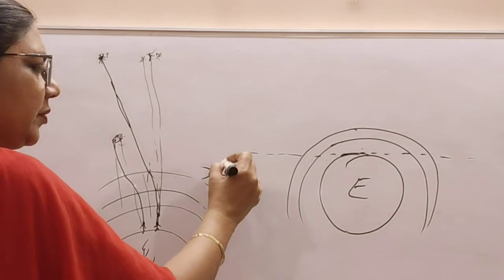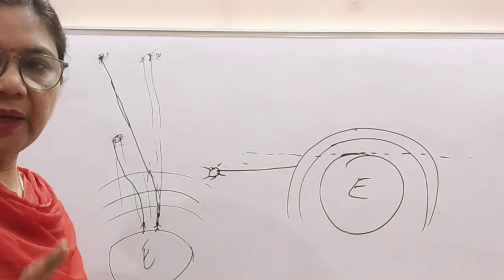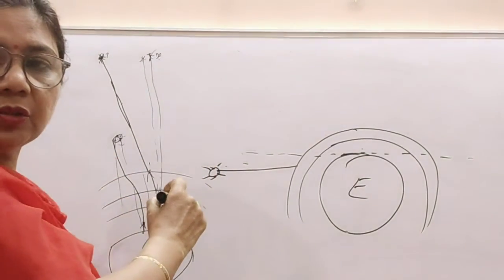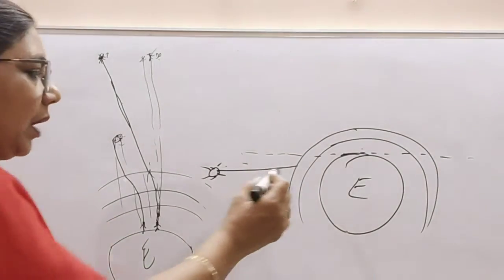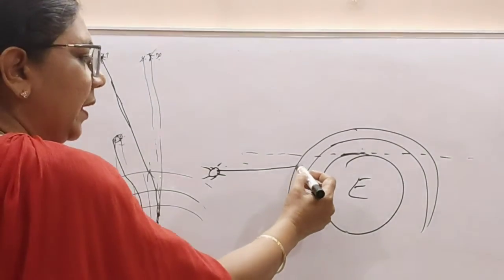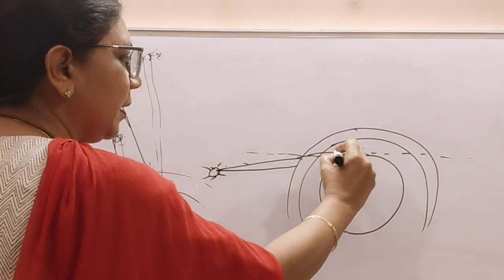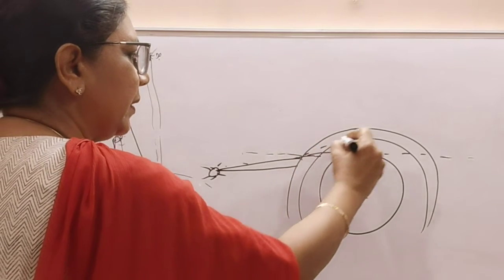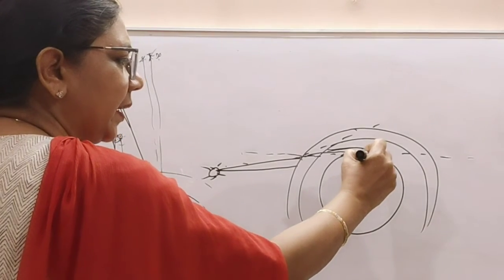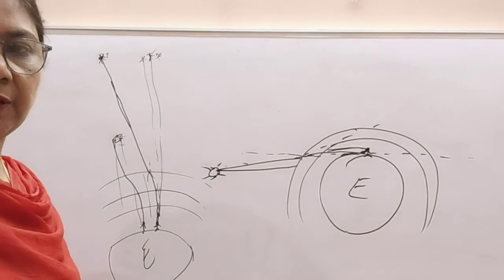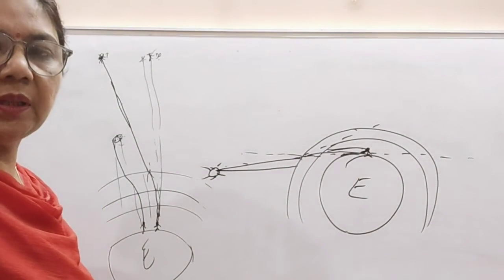What will happen? The rays going straight in the vacuum, just as I told you the rays from the stars were coming straight, so from the sun also the rays are coming straight. Now after entering the earth's atmosphere, this refraction occurs. Because of the refraction, instead of going in that direction, the rays bend and enter the observer's eyes. You have to show this figure in the exam if it comes. It has been given in the book also.